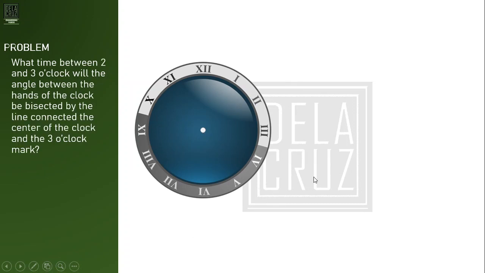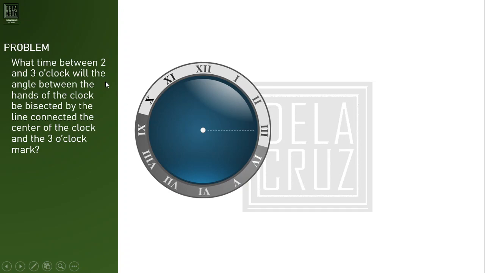What time between 2 and 3 o'clock mark will the angle between the hands of the clock be bisected by the line connected the center of the clock and the 3 o'clock mark? So, ano ba yung ibig sabihin ng bisected? Pag sinabing bisected, that means the angle is equally cut, no? Equally distributed, cut siya equally. So ito yung ating sinasabing connected the center of the clock and the 3 o'clock mark. So from the center of the clock to the 3 o'clock mark.